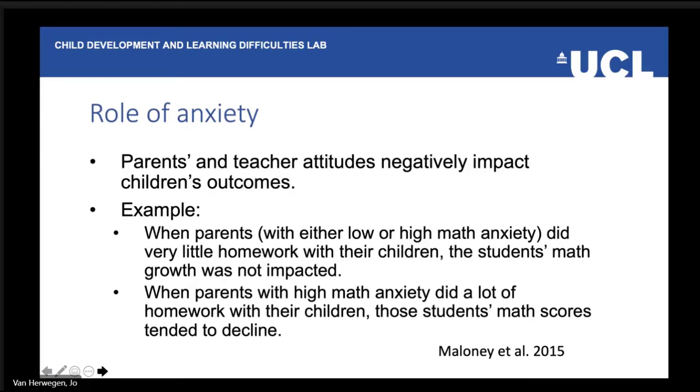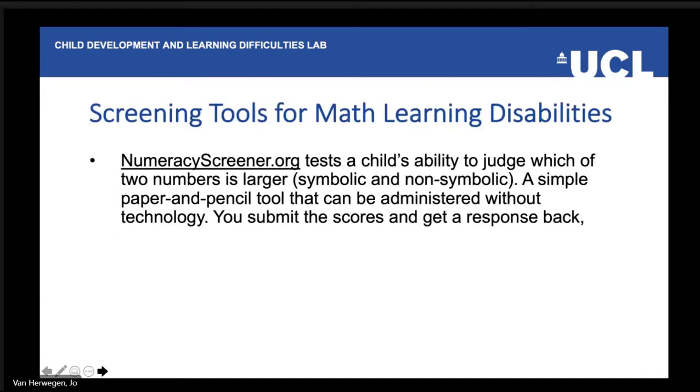When these parents showed high maths anxiety and did a lot of homework with their children, those students' maths scores were actually declining. And because we know that mathematical difficulties run in families, you can see a cascading effect here happening between parents maybe struggling with mathematical abilities, having higher anxiety, and this may already affect their children's abilities, even when it's not clear whether these children have also mathematical learning difficulties or not.